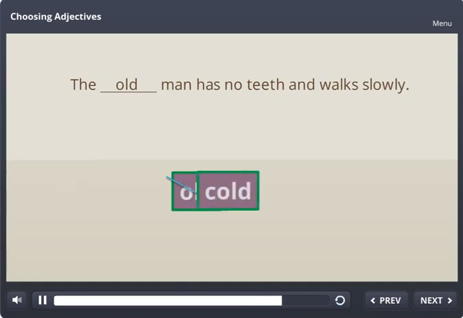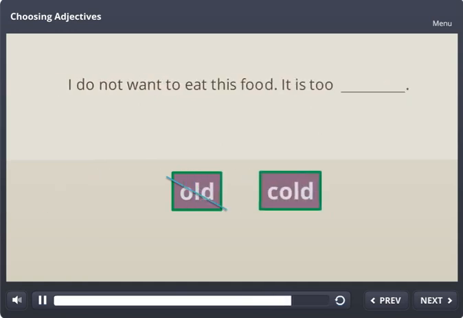Now let's return to the first sentence. I do not want to eat this food. It is too cold.